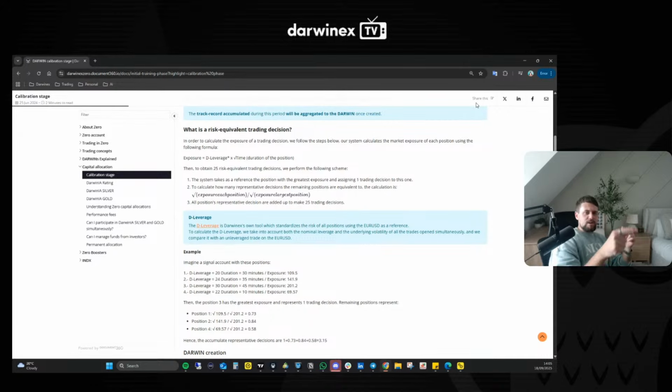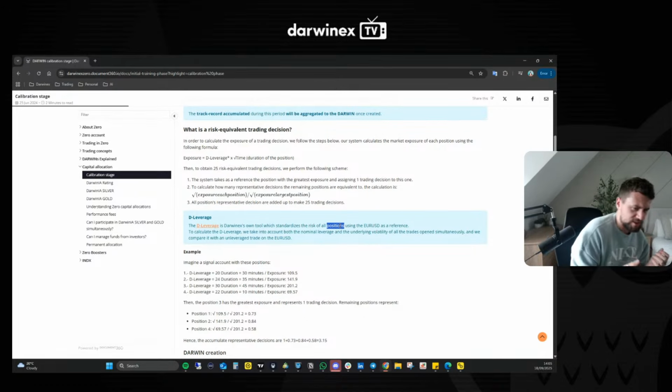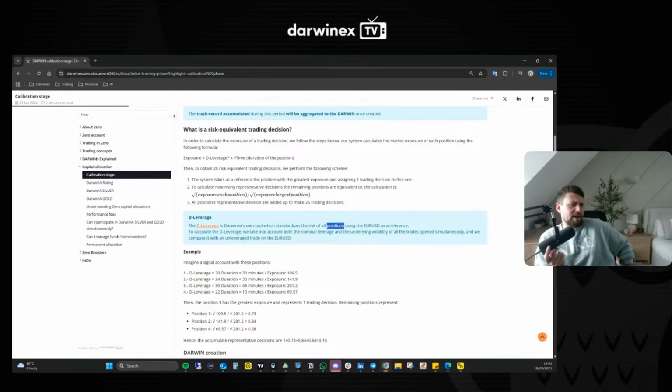And it all gets notionalized against the euro dollar. So I think it does say it here. The deleverage, Darwinex's own tool, standardizes the risk of all positions using the euro dollar as a reference. What's important to note as well, we create a synthetic position. So if you have multiple trades open, they will be combined into a synthetic position. That's the difference between a trade and a position. I think I did a video about that in the past, actually, somewhere. Might even be in our Discord.